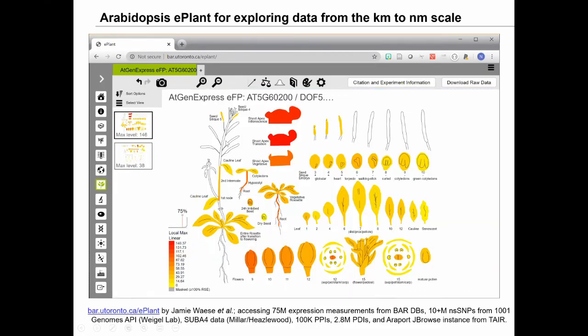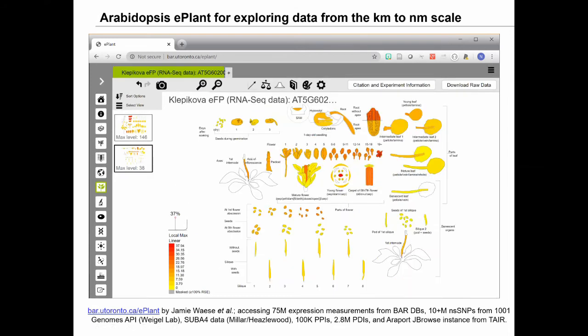At the centimeter scale, we can see that this gene, which is known to be involved in phloem development, is strongly expressed in the roots and also in some of the apical meristem tissues. Again, zooming, we can also see the expression levels in an RNA-seq atlas, very similar, strong expression in the roots here.